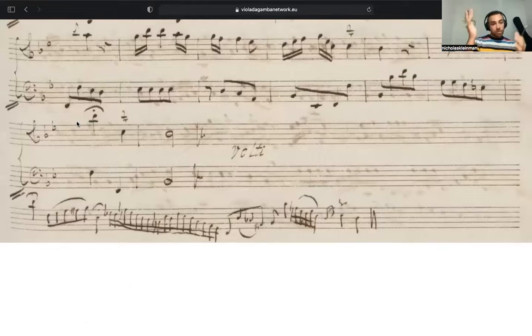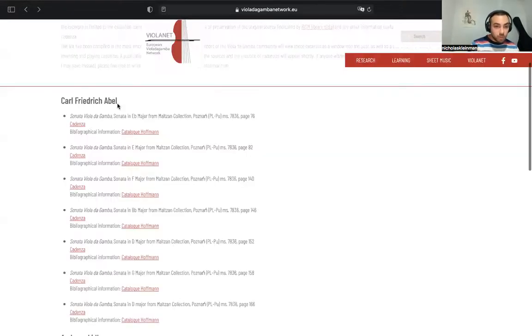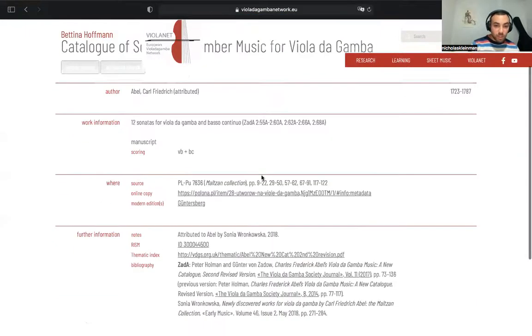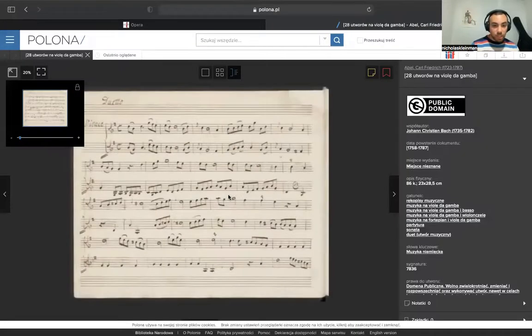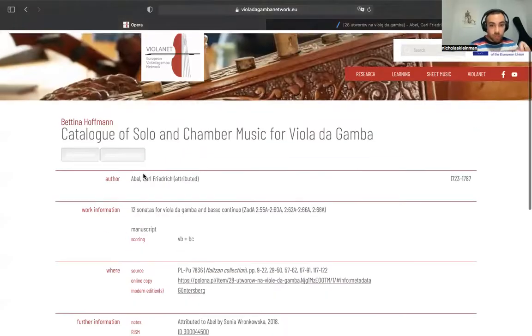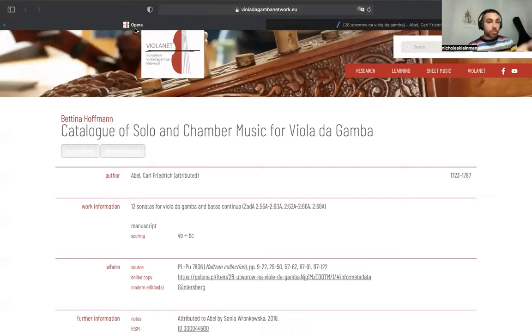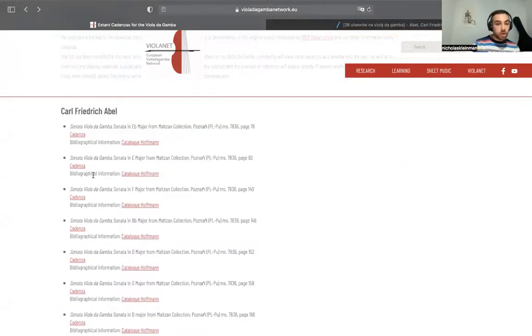manuscript, of course. And you just click, and you get a really nice, pretty image with the cadenza. And if you click under Catalog Hoffman, you can see it takes you, when possible, to the manuscript. And so you can then find, okay, it's on page whatever it was, 76. Find the page, play the piece yourself, or see it in context if you so desire.